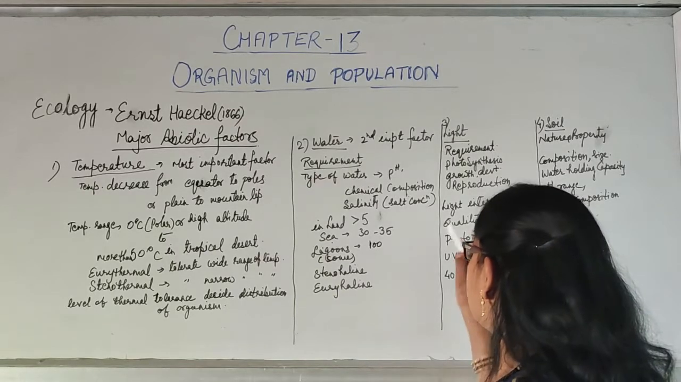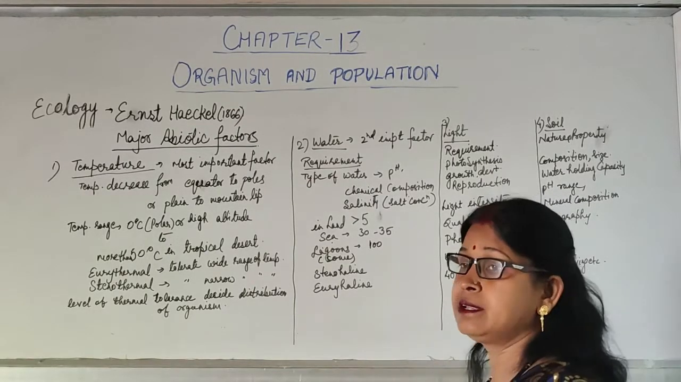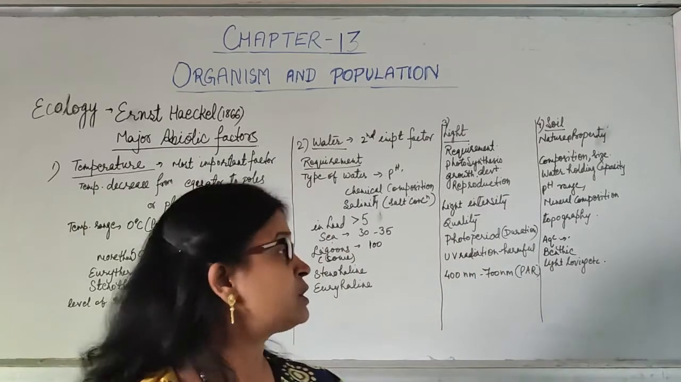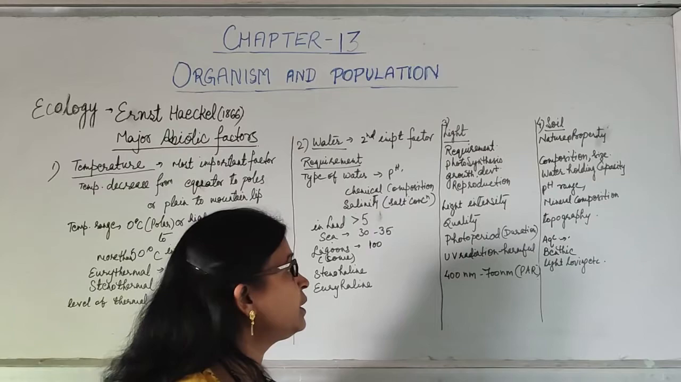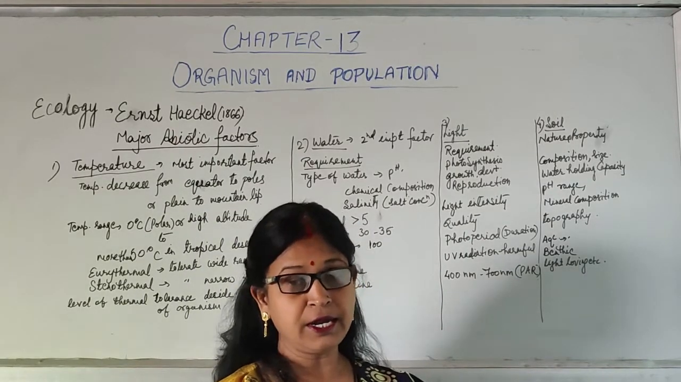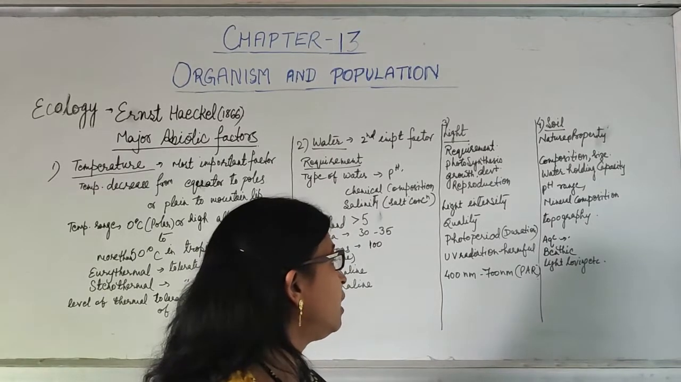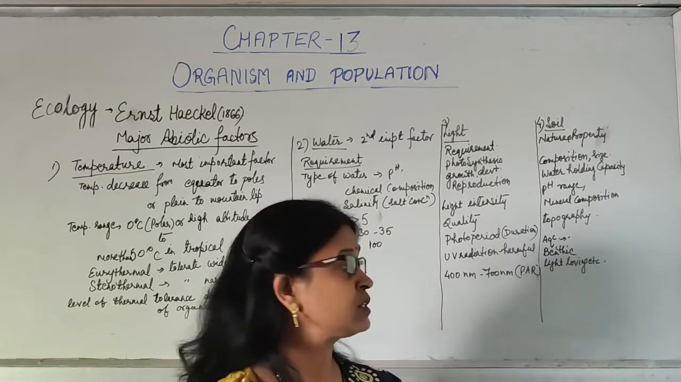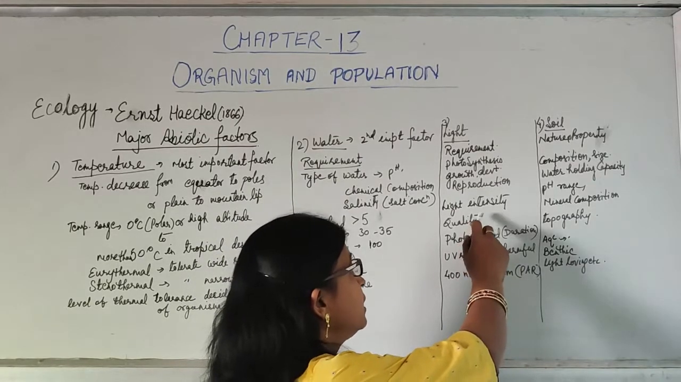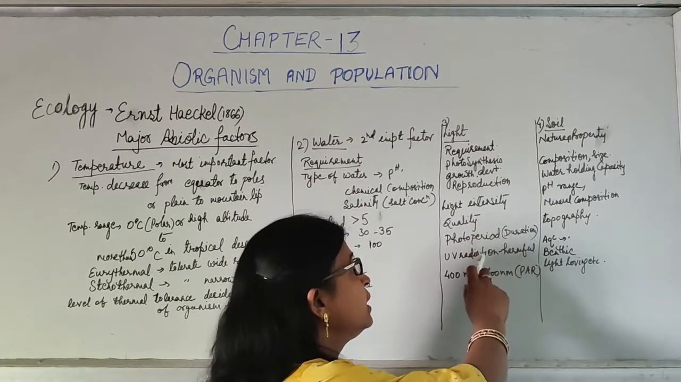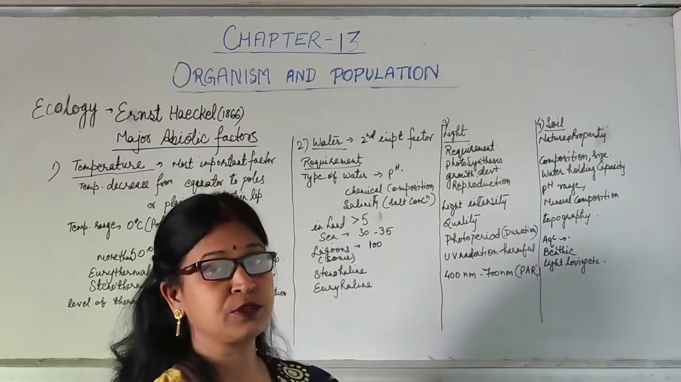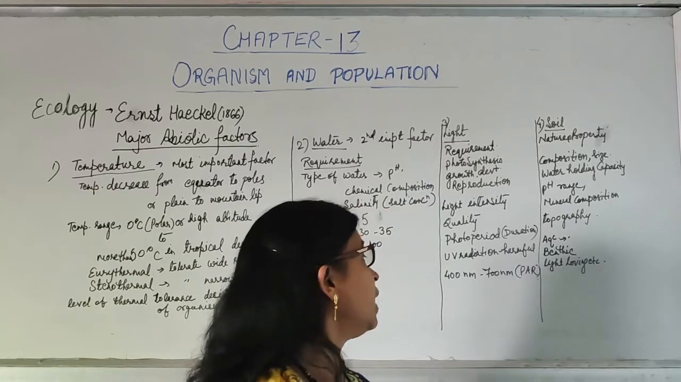But light is also of different types, having different intensity, duration, and quality of light, the photoperiod, how much period the light is available, and different types of ultraviolet radiation. So all are different aspects of light, that is light intensity, quality, photoperiod, and all these things will decide the distribution of organisms as well as plants.